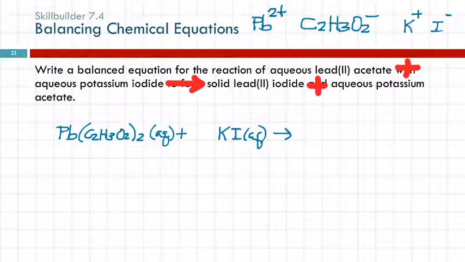I'm writing too big, and I'm running out of room. Now we've got solid lead-2 iodide. So now we've got lead-2 and iodide. So this is a -1 charge. So this is going to be PbI2. And we're told that this is a solid.